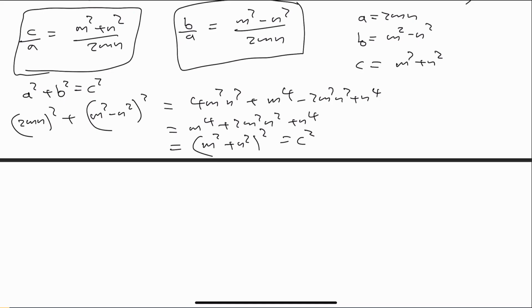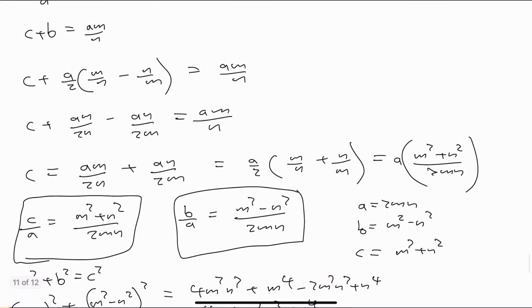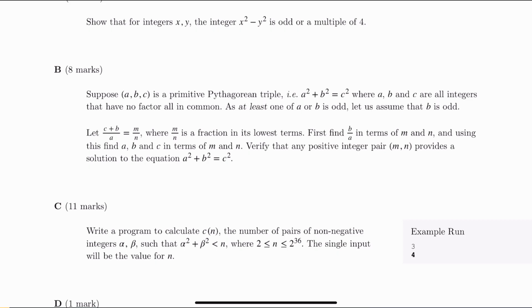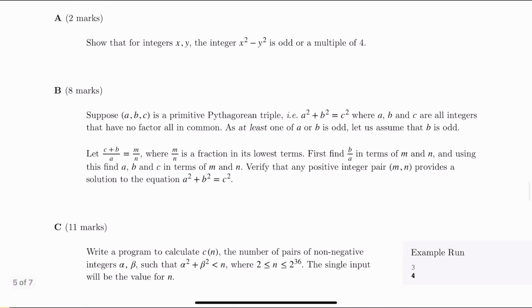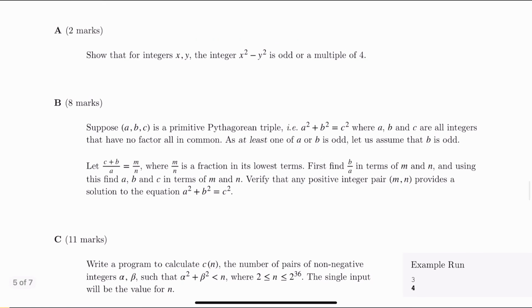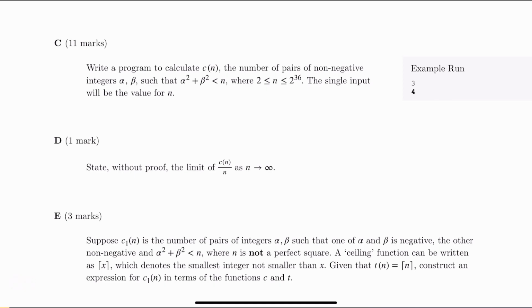So that works, and that's everything for this question. This is question B, and let's move on to question C. Okay, part C for 11 marks. Write a program to calculate C of n, the number of pairs of non-negative integers alpha, beta, such that alpha squared plus beta squared is less than n, where n is between 2 and that big number. The single input will be the value for n.